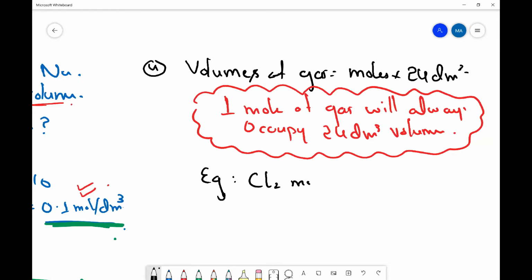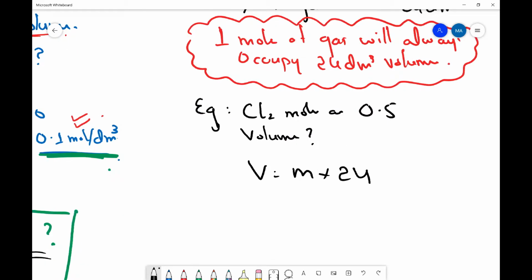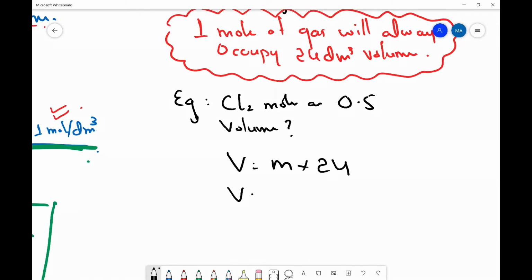Okay. So for example, an example question could be that chlorine's moles are 0.5. And you're asked to find chlorine's volume. So what you're going to do is use this formula. Volume is equal to moles times 24 dm cube. So volume is equal to moles. Moles are 0.5. 24 times 0.5 is 12. So volume is 12 dm cube. I hope this is clear.